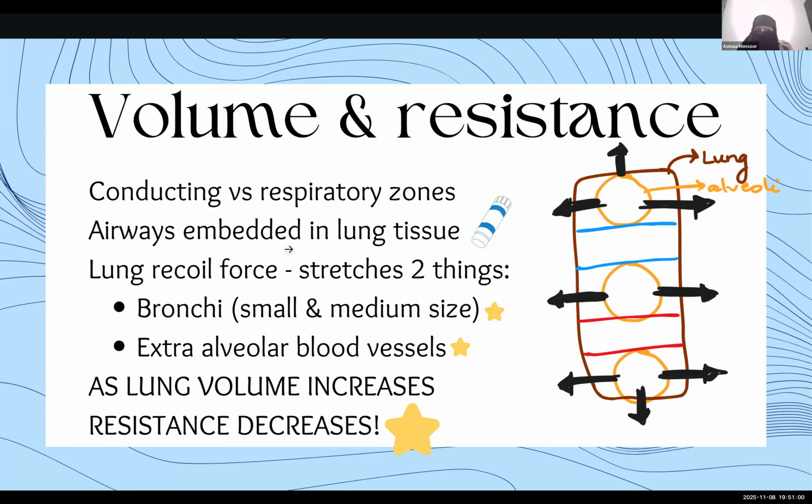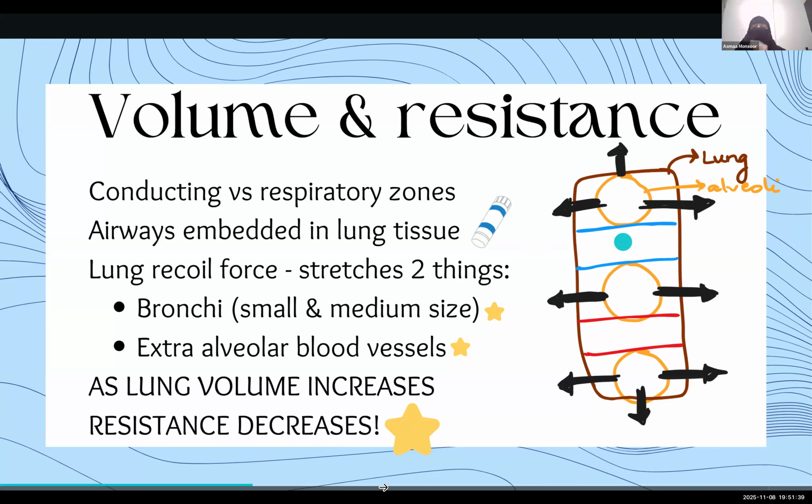Did you guys get this part? Is it understandable, or is it still confusing? Okay, I'm assuming that you understood. The main important thing is that as the volume increases, the resistance decreases. This is because the alveoli and the bronchi are glued together. When the alveoli are filled with air and the lung volume increases, they are pulled apart, and both the bronchi and the extra-alveolar blood vessels enlarge, and thus resistance will decrease.